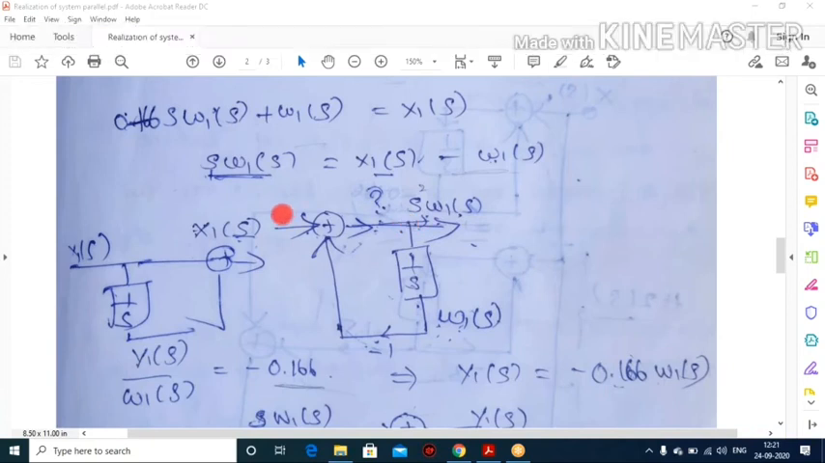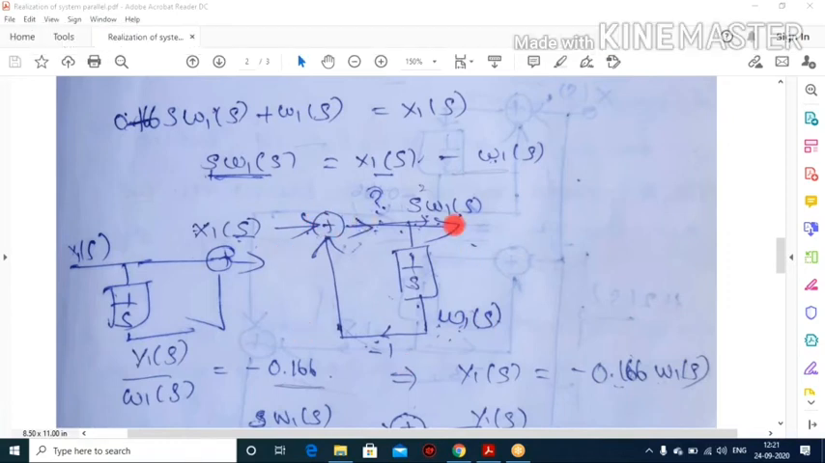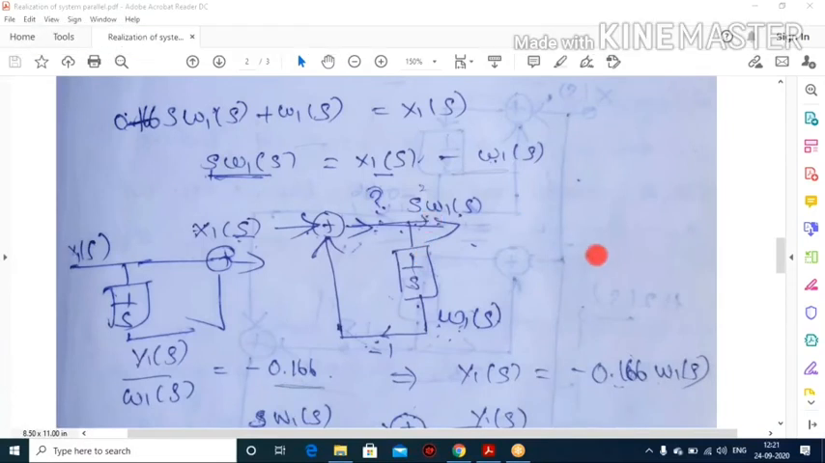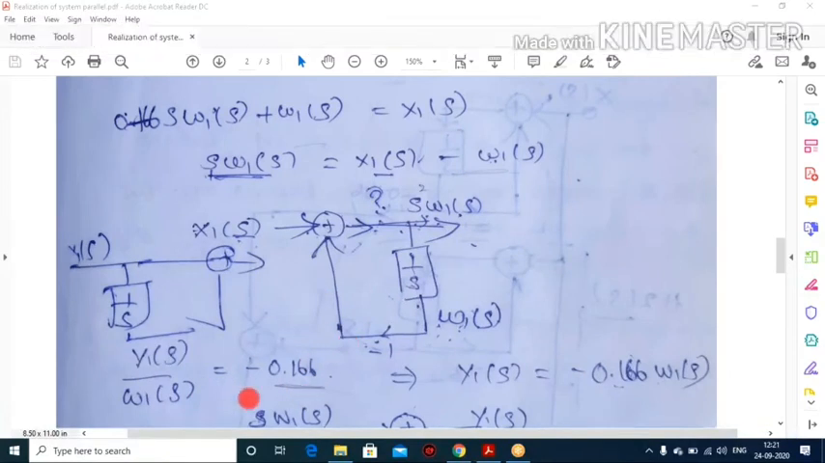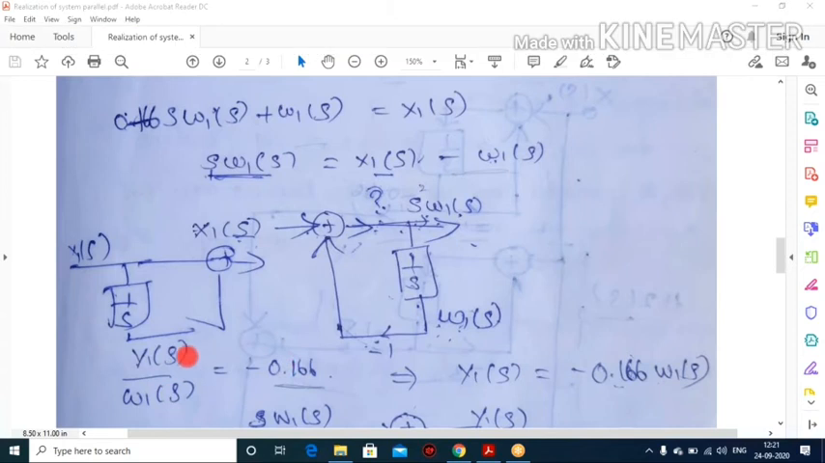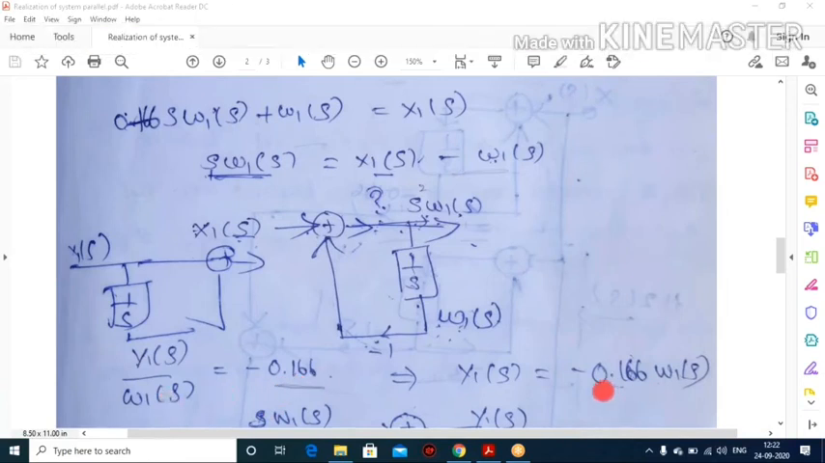Now you check down here. In this point location, first it receives the signal X1 of s, and then it receives the signal minus W1 of s. Am I clear? So the first portion is over. The second portion is Y1 of s divided by W1 of s, which is equal to minus 1 by 6, which is nothing but 0.166. So I take it down and cross multiply. Y1 of s is equal to minus 0.166 into W1 of s.